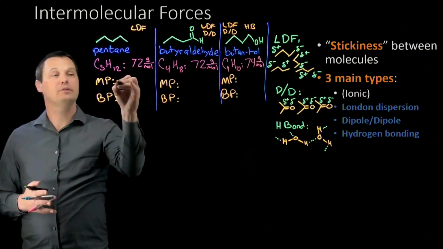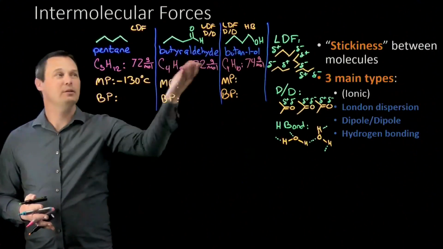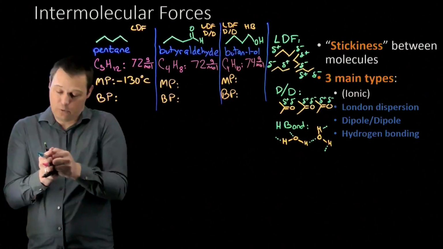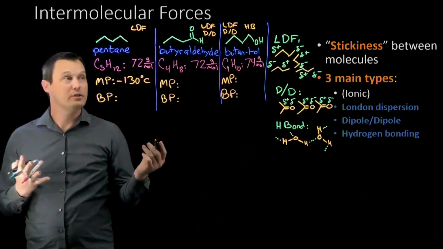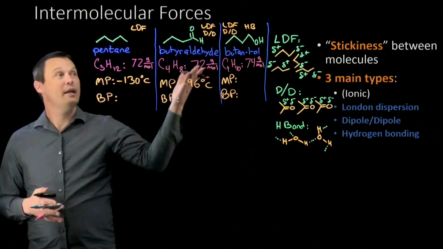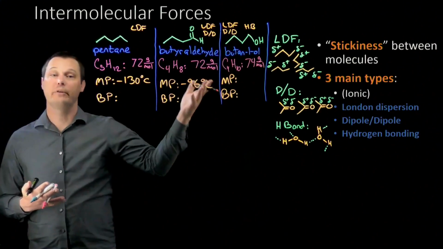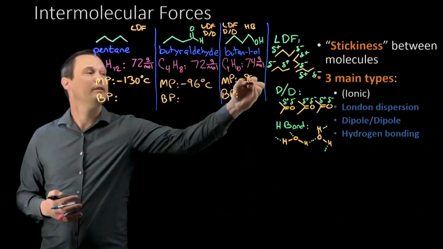For pentane, the melting point of pentane is negative 130 degrees Celsius. With the stronger intermolecular forces available to butyraldehyde, those molecules are more stuck together and will require more energy to melt the molecule, so the melting point of butyraldehyde increases to negative 96 degrees Celsius. Butanol has London dispersion forces, dipole-dipole interactions, and is capable of hydrogen bonding, so it will have the highest melting point of all at negative 90 degrees Celsius.